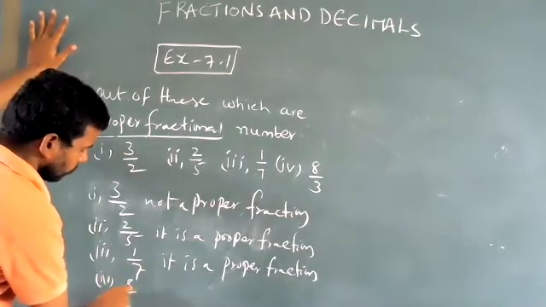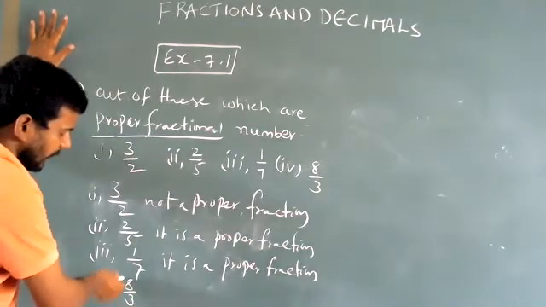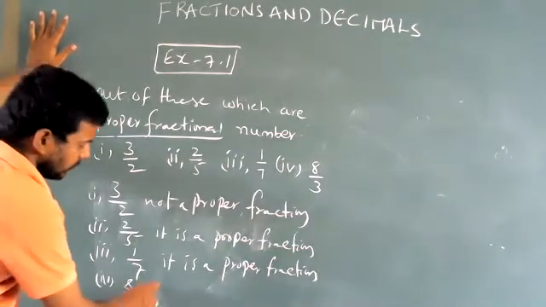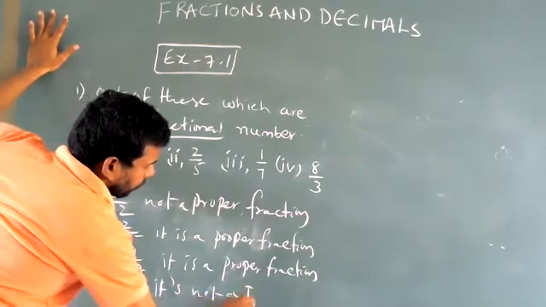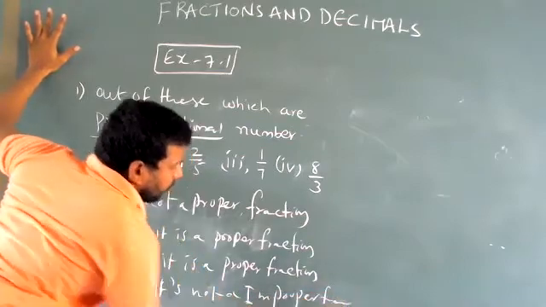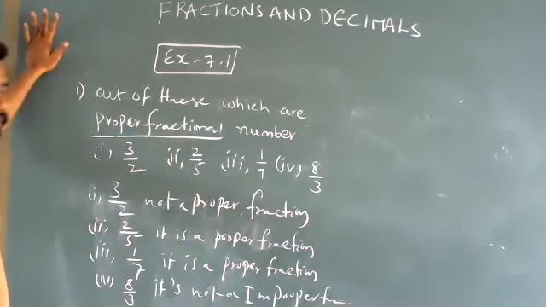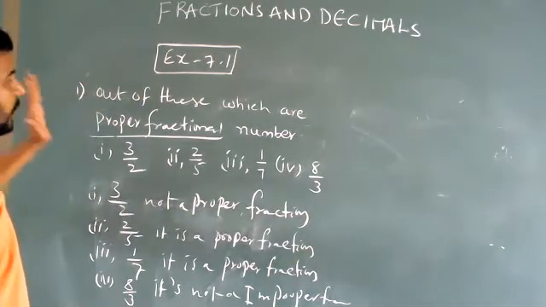Now fourth one, 8 by 3. 8 is greater than 3. That means the numerator is greater than the denominator. So it's not a proper fraction, it's an improper fraction. This is the first part of exercise 7.1.